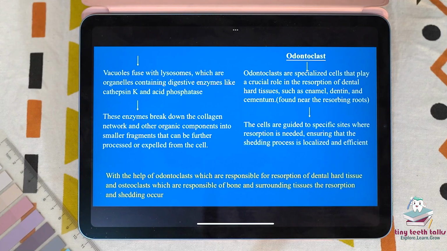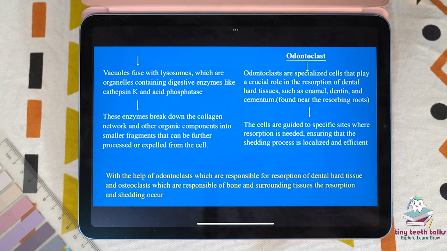Now, this bone matrix is composed of both hydroxyapatite crystals and collagen components. As the collagen network is degraded, the embedded hydroxyapatite crystals are released. These crystals are essential for bone growth and rigidity, and their release marks the breakdown of the mineralized matrix.